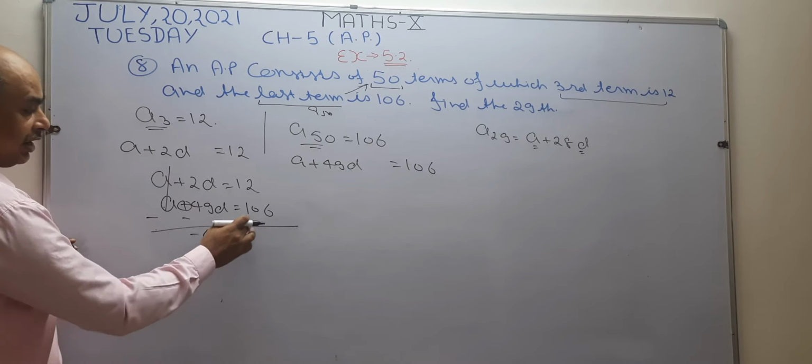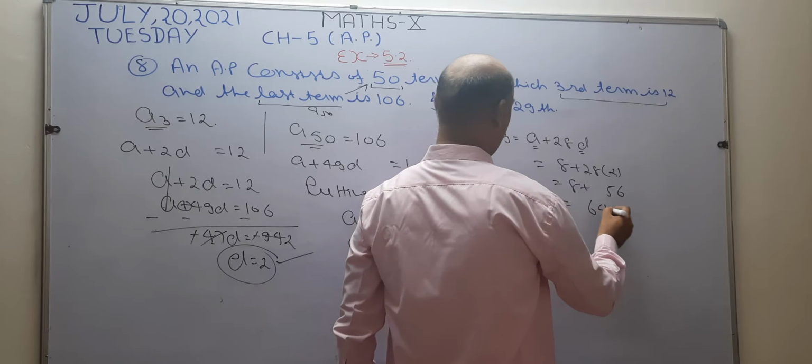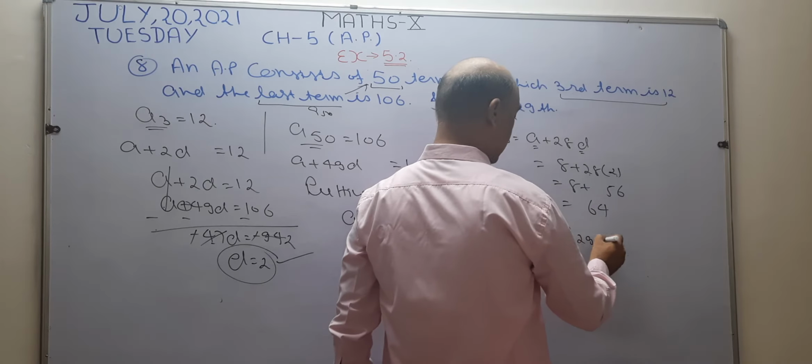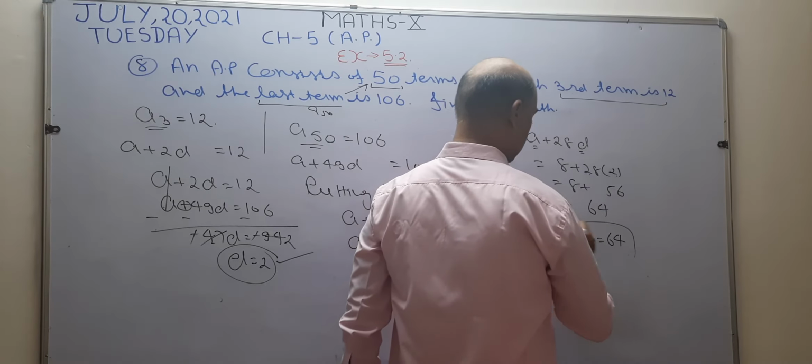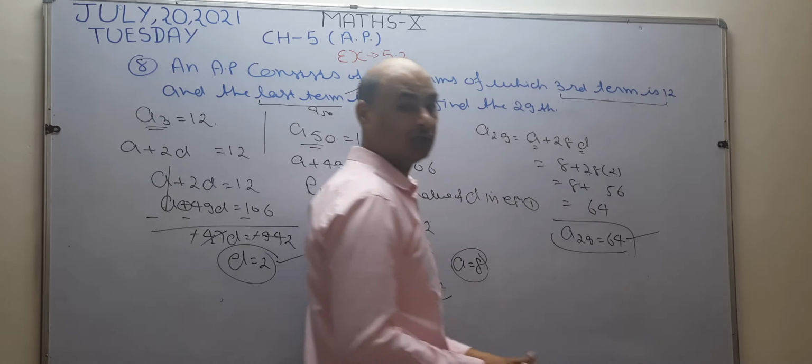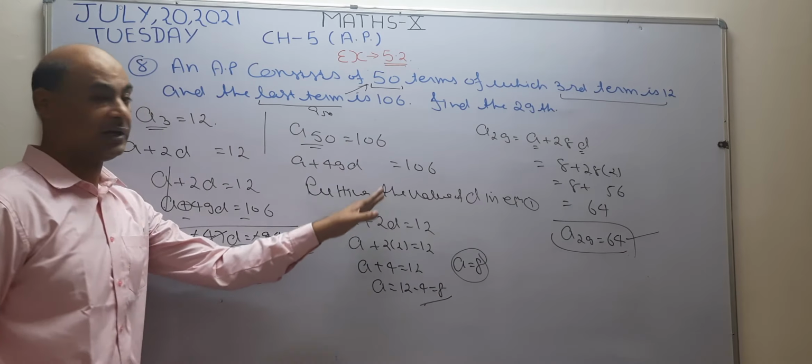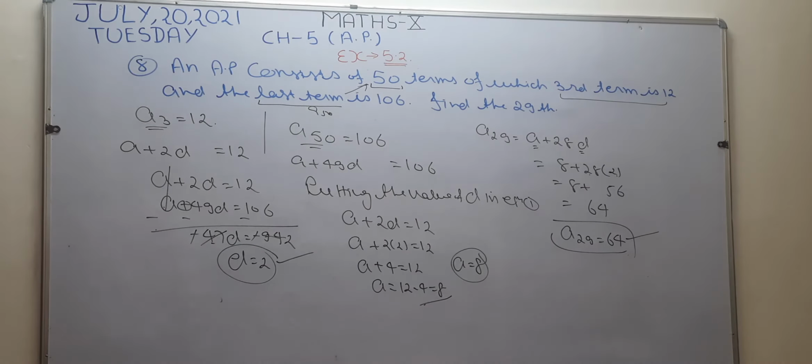I am going to substitute the value of a. The value of a is 8, 28 into d, the value of d is 2. So this becomes 8 plus 2 8 is 16, 56. 56 plus 8 is 64. So the 29th term of the given AP is going to be 64. This is the answer of the question. I hope it is clear. Now we want to solve question number 11 of Exercise 5.2.